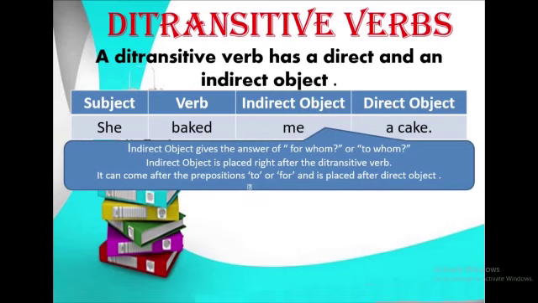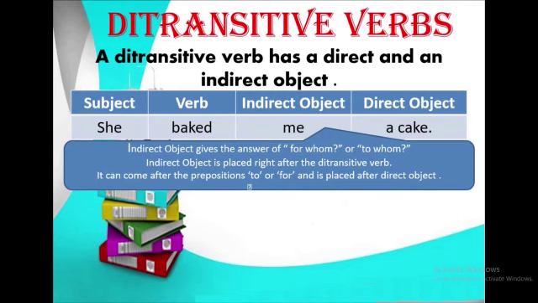Let's see how we can identify indirect object. Indirect object gives the answer of for whom or to whom. So here in this sentence, she baked a cake for whom? For me. So me is indirect object, which is giving the answer of for whom. Indirect object is placed right after the ditransitive verb. As in this example, me is placed right after the verb baked. It can also come after the prepositions to or for and can be placed after direct object.